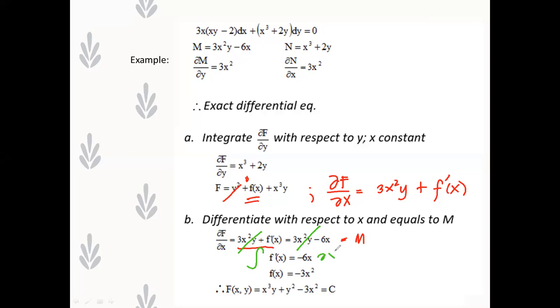If you integrate, you will have f of x equal to negative 6x squared over 2. So that would be negative 3x squared. Telling you, class, that this f of x of yours is now negative 3x squared. So your solution is this. The solution of your DE using method 3 is exactly the same as the one we got in method 2. You copy x cubed y plus y squared here, plus the f of x, which is negative 3x squared, and equate it to c.